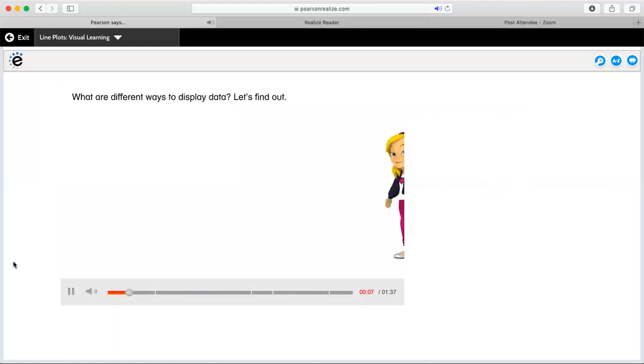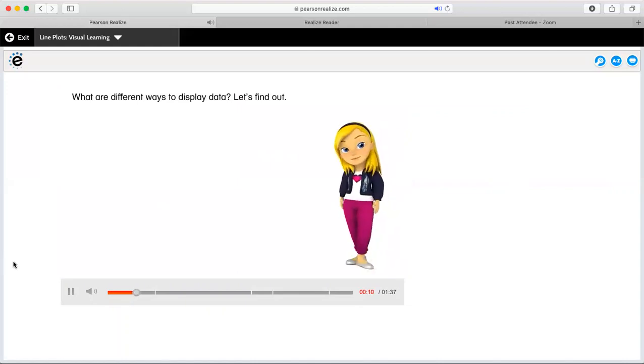What are different ways to display data? Let's find out.